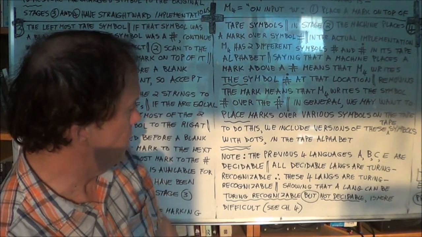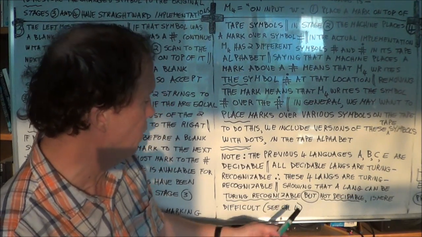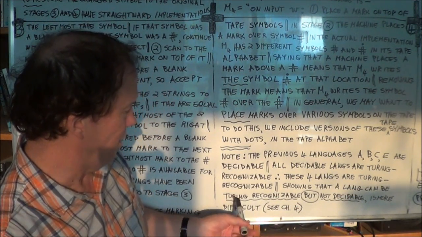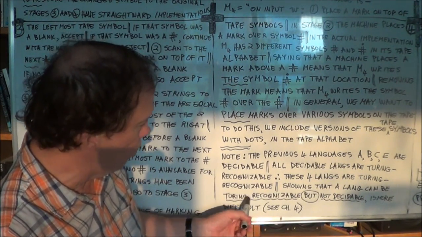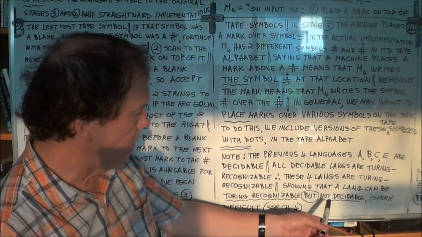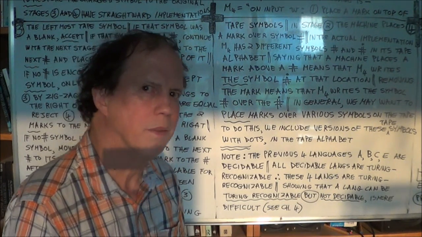All right. So I'll end there on a question. What is the difference between languages that are recognizable by a Turing machine, hence Turing recognizable, and yet not decidable? That's something to think about.